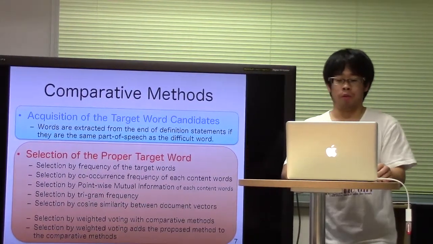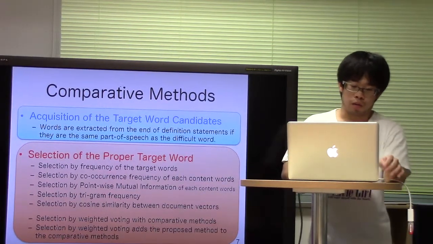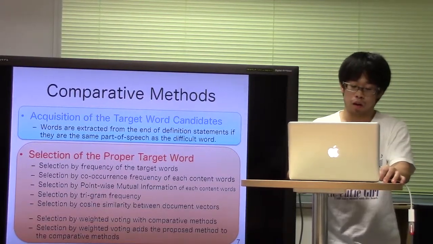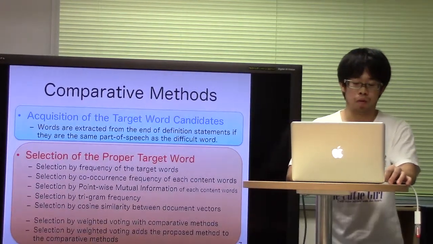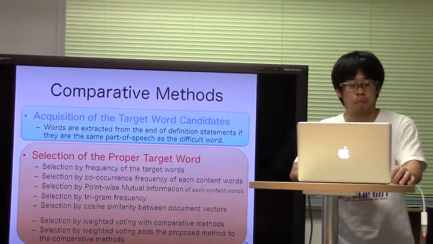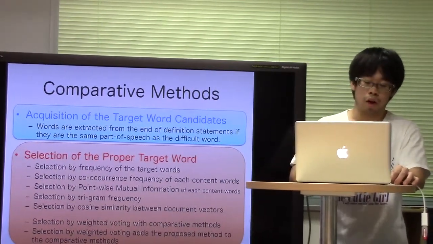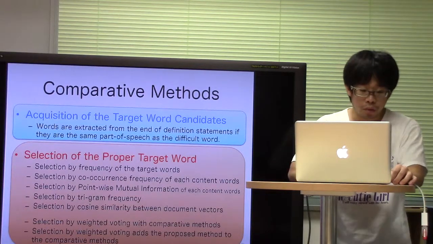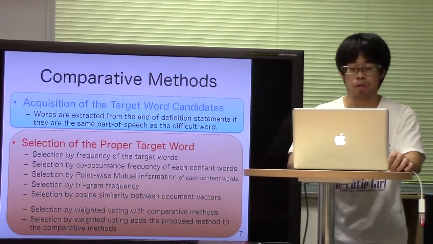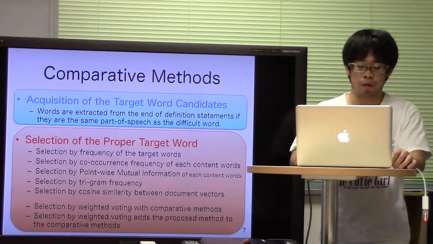Kajiwara and Yamamoto's approach is used as the comparative method. In contrast to the method proposed here, Kajiwara and Yamamoto's method acquires only one target word from the end of the definition statements. We acquire multiple simple words because we use multiple dictionaries and difficult words have more than one meaning. The comparative method selects simple words utilizing frequency and context information, and selects by weighted voting.